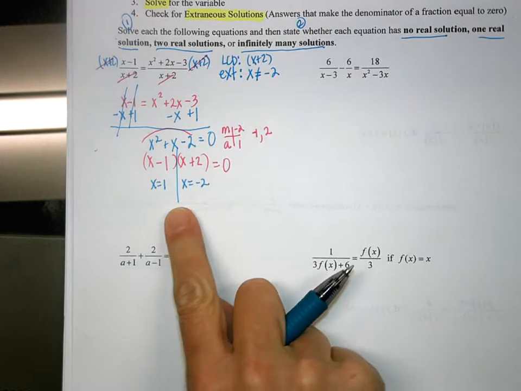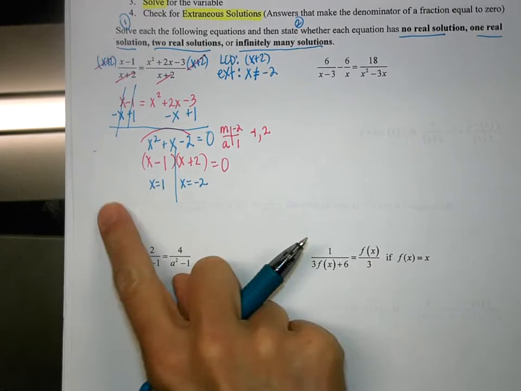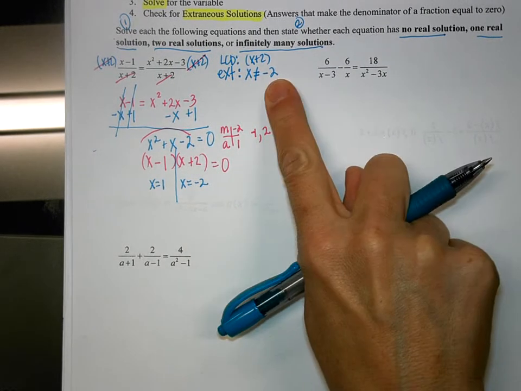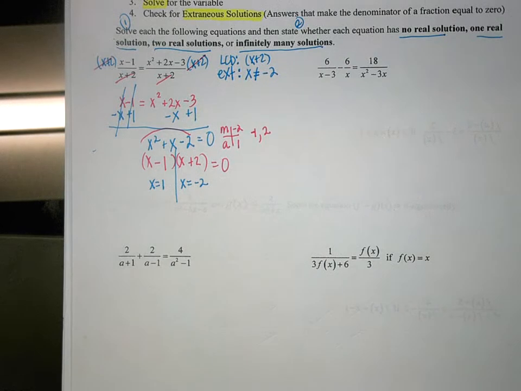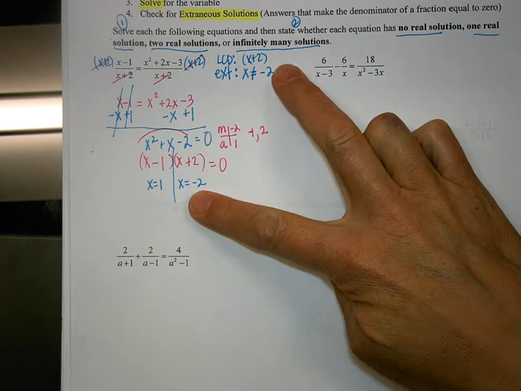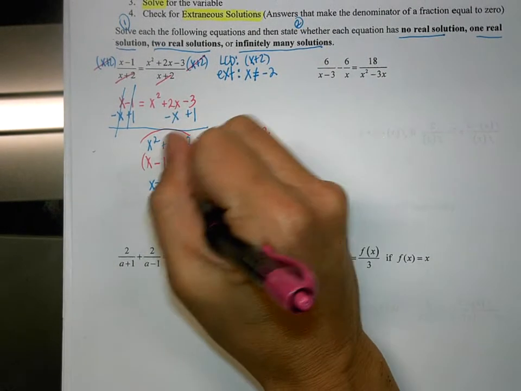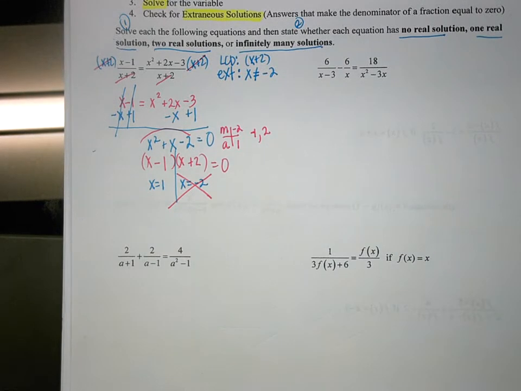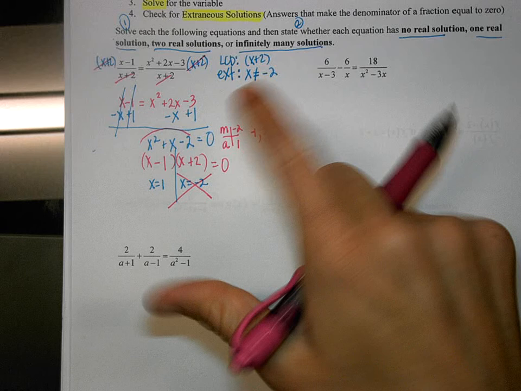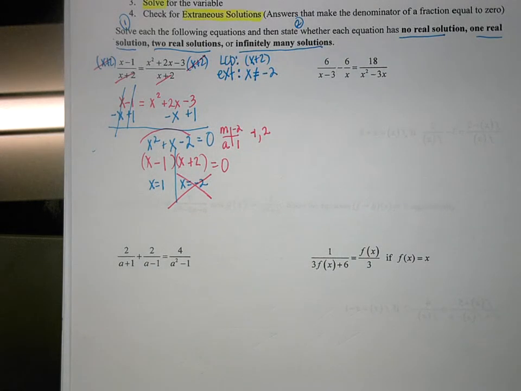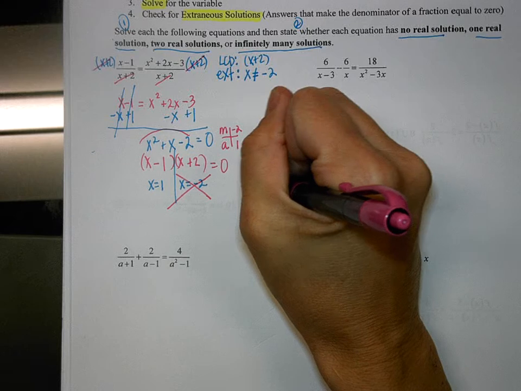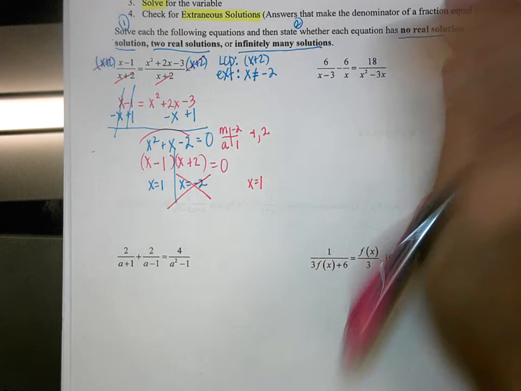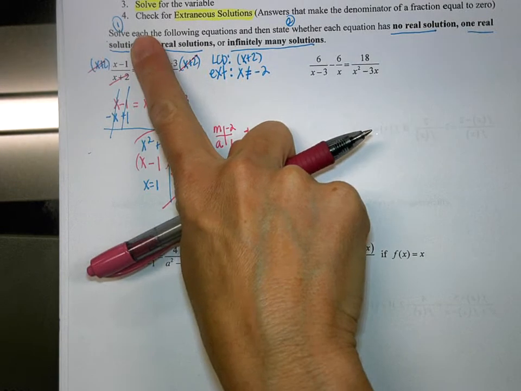Now, you check to see if any of these answers are an extraneous solution. Do you see how -2 and this -2 match? So -2 cannot be an answer. X cannot equal that. So anytime an extraneous solution matches a solution that you have, you cross it out. So that means, what is my answer? X equals 1. And so we did our solving, we did our first thing.